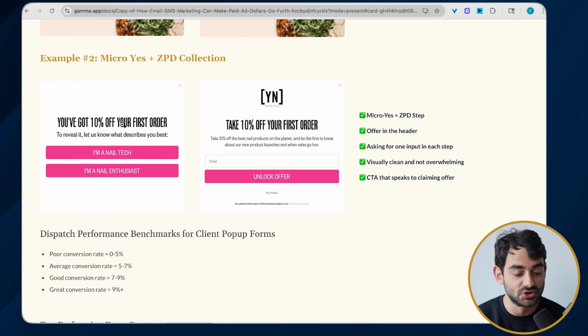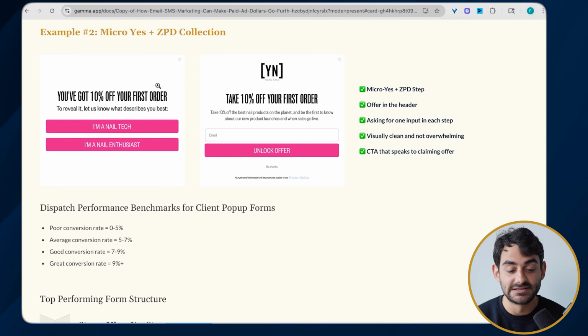The next example, which is what we built for our client, Young Nails, is a micro yes plus zero-party data collection. So in 2025, zero-party data is super useful. It allows you to understand who's coming to your site and what they care about, what they're interested in, so that you can target your welcome series messaging a lot more clearly.